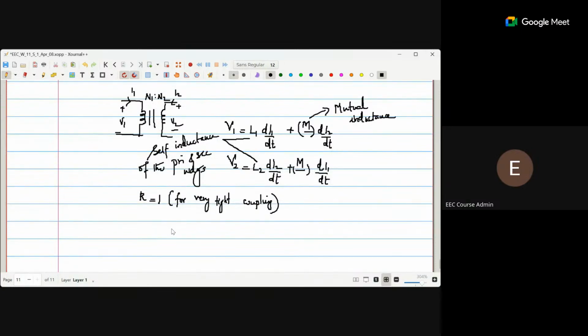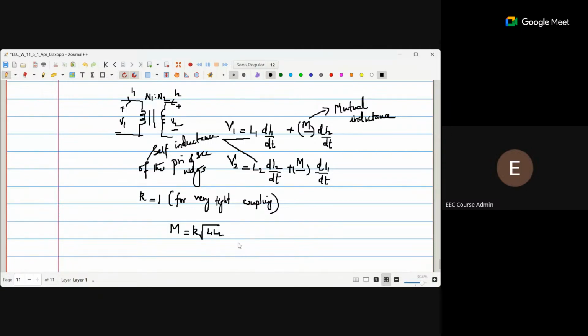So this mutual inductance depends on the coefficient of coupling, and is given as M equals K into root over L1 L2. So M is the mutual inductance, K is the coefficient of coupling, L1 and L2 are the inductances of the two windings. What else have we seen?